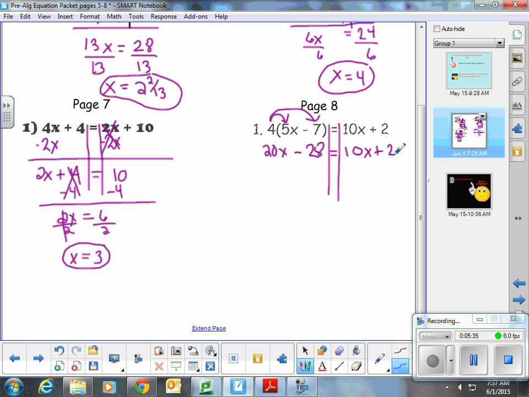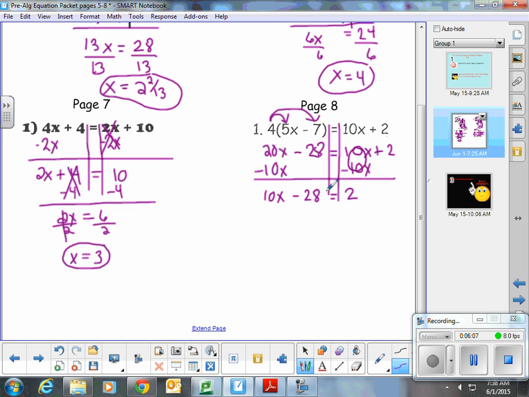We have a variable on both sides, so we could either get rid of the 20x or the 10x. I'm going to get rid of the 10x by subtracting 10x from both sides. When I subtract 10x from this side, I'm going to subtract it from the x term. 20x minus 10x is 10x. Minus 28 equals 2, because that's going to disappear.